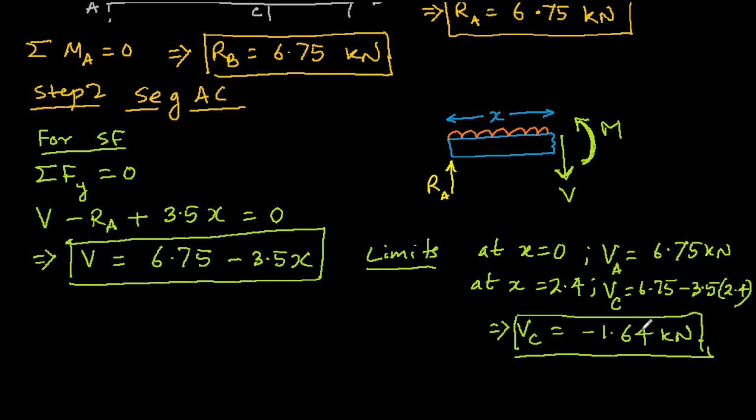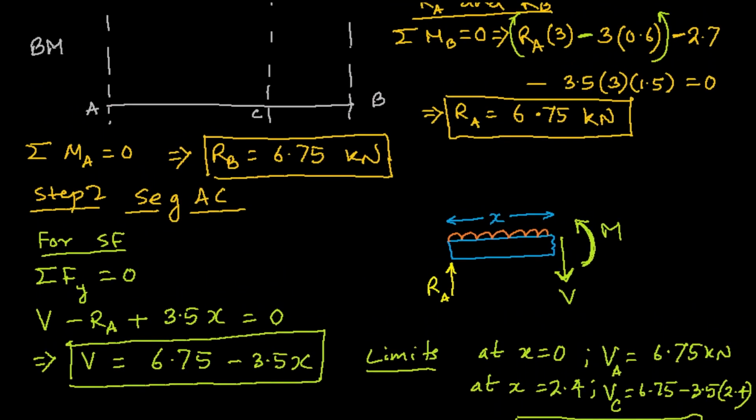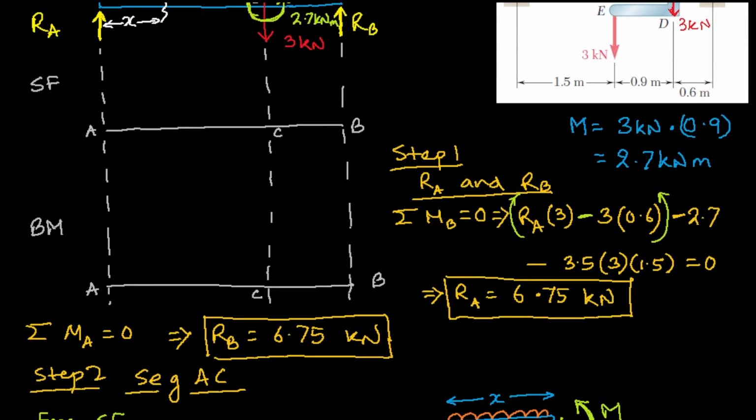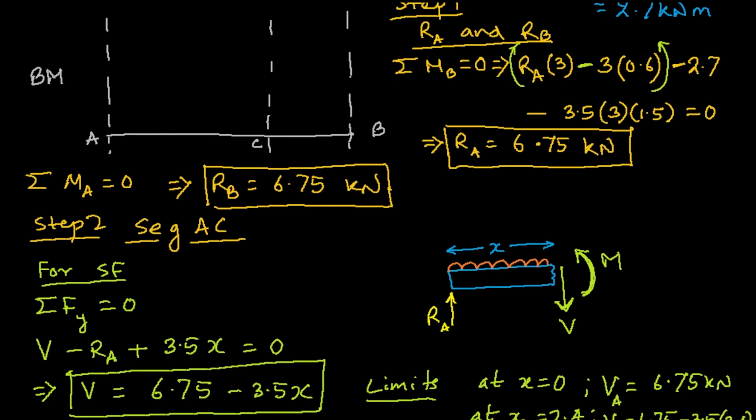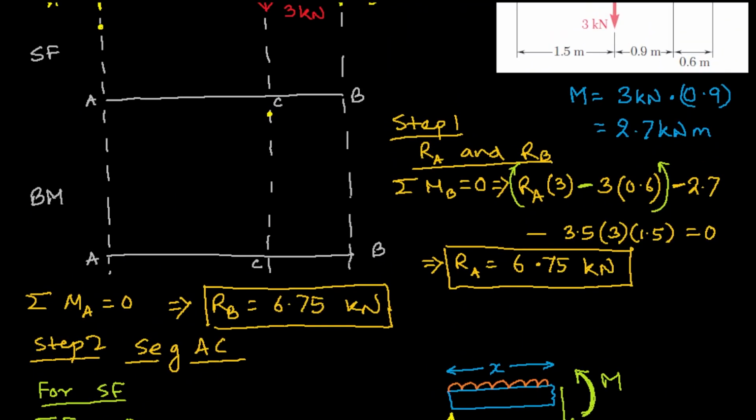I think it's 6.5, so let me check. Yes, it's 1.65 kilonewton. Okay, so we now know the points: here it's 6.75, and here it's minus 1.65. So it's a line between these two.